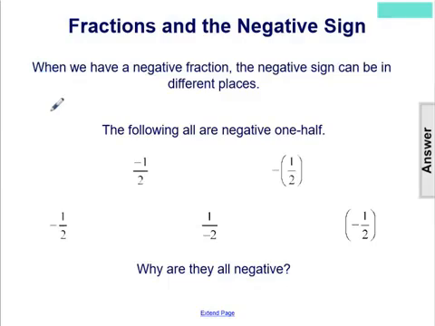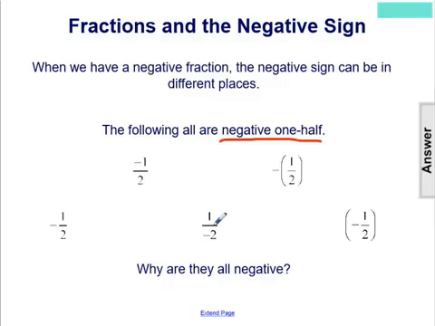When we have a negative fraction, the negative sign can be in different places. We can have negative fractions just like we can have negative integers. The following are all equivalent to negative 1/2. Why are they all negative? Take a moment and think about our shortcuts with division, because the fraction bar signifies division. When dividing a positive by a negative or a negative by a positive, your answer is negative. So here we have negative 1 divided by a positive, and here we have 1 divided by a negative. So your answer is going to be negative.